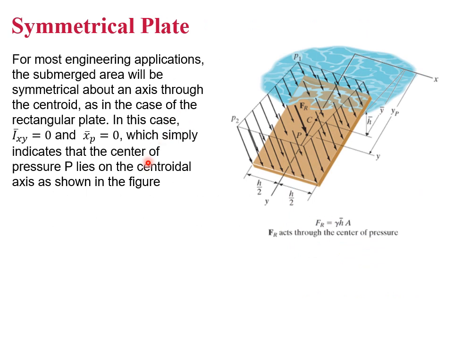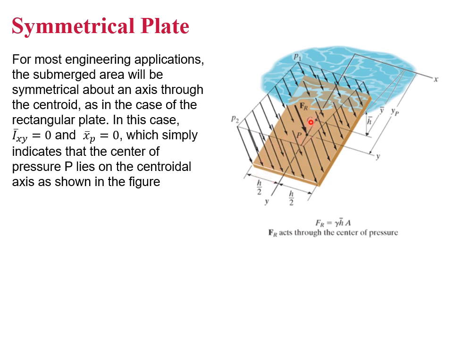For most engineering applications, of course, the submerged area will be symmetrical about an axis through the centroid. This is the case, for example, if you have a square or rectangular plate. In that case, the product of inertia about the centroidal axis is going to be 0. That means X sub P is equal to 0, which simply indicates that the center of pressure lies along the centroidal axis as shown in the figure.